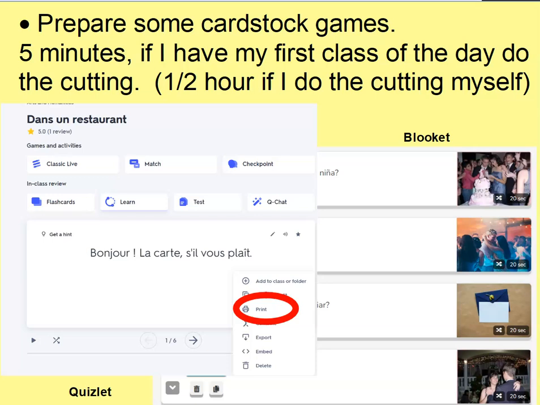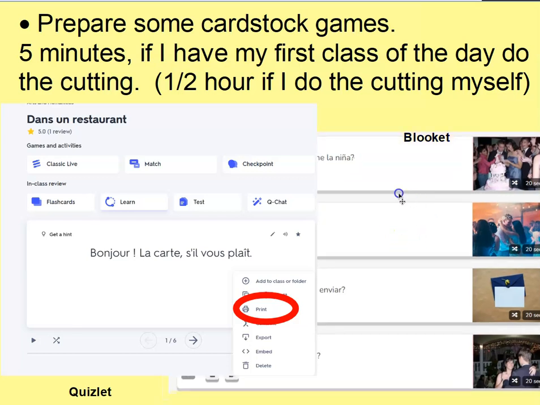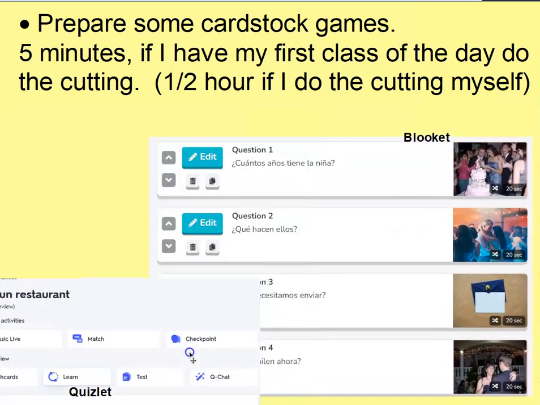Okay. Prepare some cardstock games. For me, this is under 5 minutes because I've already made a blue kit, and all I need to do, here's the blue kit right here, is take a screenshot of it and then cut it up into cardstock.